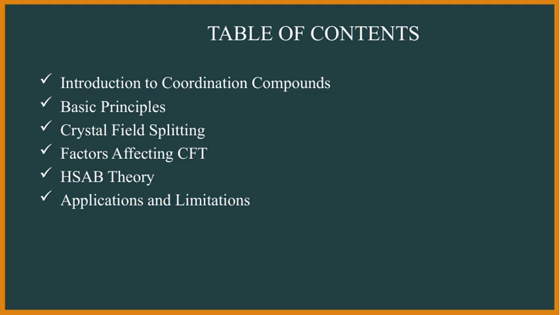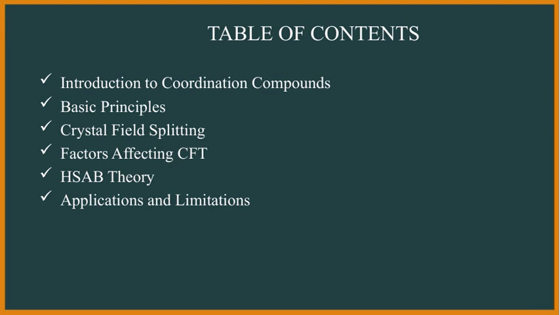We'll start with an introduction to coordination compounds, which are fascinating because they involve a central metal atom bonded to surrounding ligands. Moving on, we'll cover the basic principles that govern these compounds, helping us understand their structure and behavior. Then, we'll explore crystal field splitting, a key concept that explains how the energy levels of d orbitals are affected in these environments. We'll also look into the factors that influence crystal field theory, such as the nature of ligands and the metal's oxidation state.